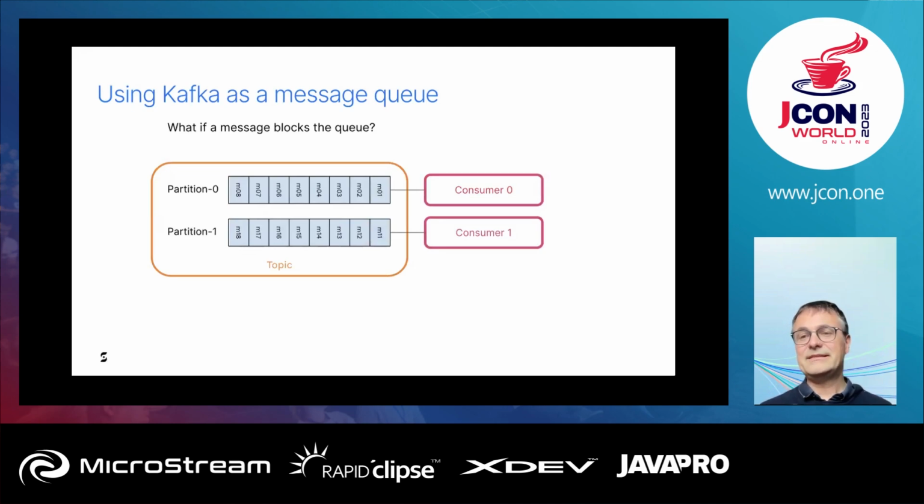Okay, so let's say that I have my two partitions now and two active consumers. That's great. So is the problem solved? We are about to find out. Let's say that one message blocks the queue again. Then tasks from partition 1 will be processed, which is better, but partition 0 is still blocked. You have to wait for consumer 0 to finish before processing the remaining tasks in partition 0. So the problem is not really solved here.